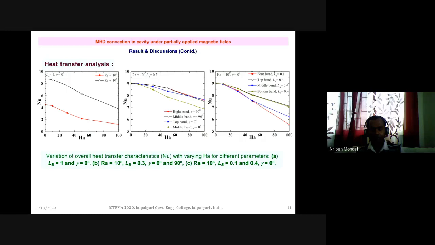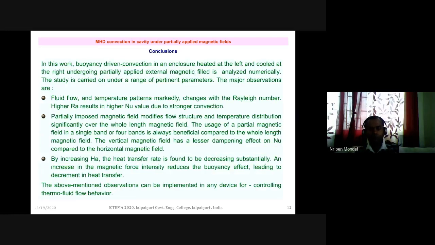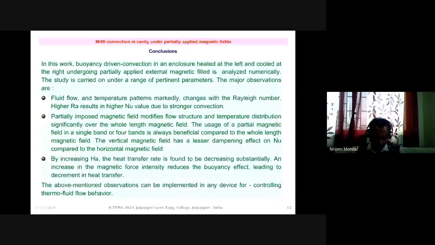So from this analysis, we can understand that by arranging the magnetic field, whether in a single band, multiple bands, or over the entire domain, it can significantly alter the flow structure as well as the heat transfer characteristics. We can also understand that the fluid flow and temperature pattern markedly change with the Rayleigh number, and a higher Rayleigh number results in a higher Nusselt number due to stronger convection.